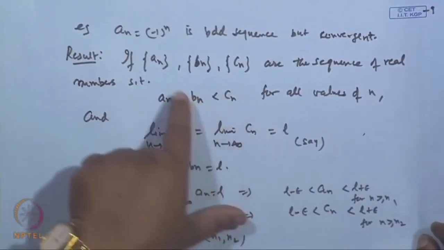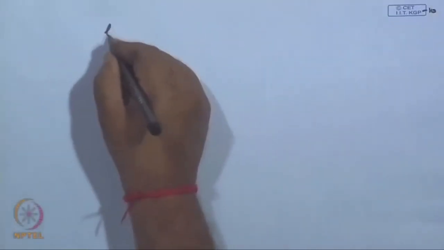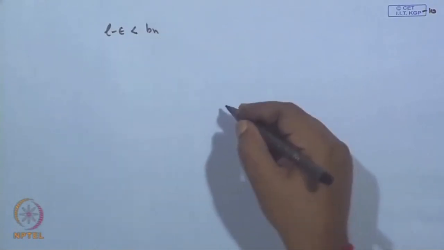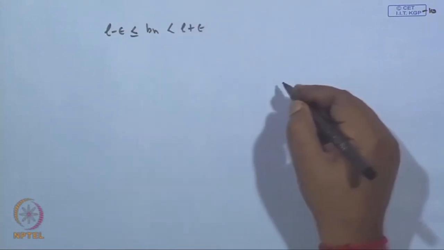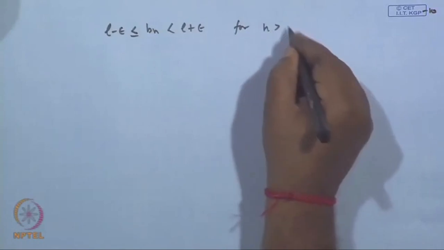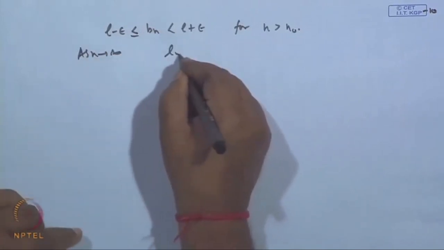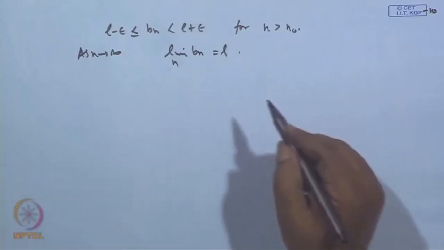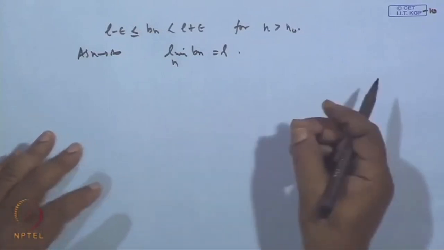So, b n is the number lying between a n and c n. So, we can say L minus epsilon is less than b n, which is less than L plus epsilon, for all n greater than n naught. Is it not clear? So, as n tends to infinity, the limit of b n will go to L. Now, this is used to find the limit of complicated expressions.